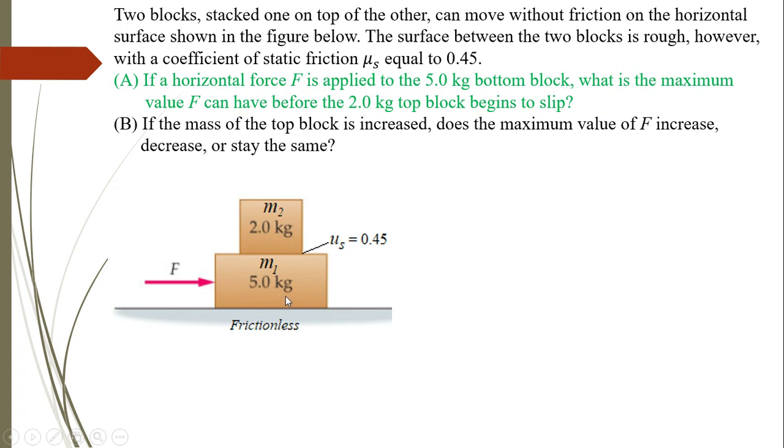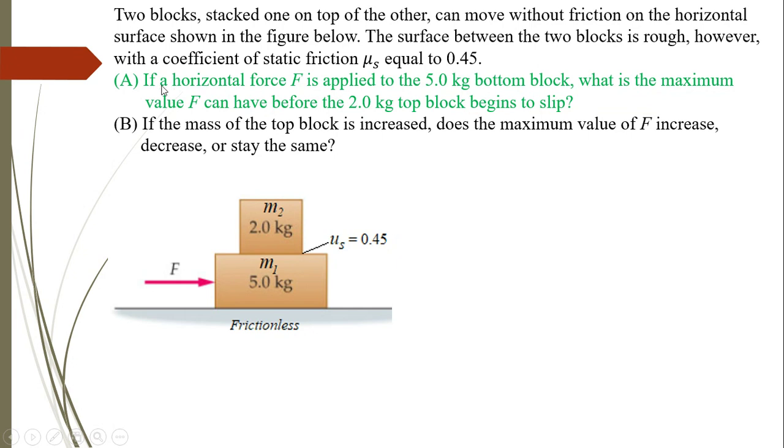Here are two blocks. M1 is 5 kilograms and sits on top of a frictionless surface, and then M2, the 2 kilogram block, rests on top of the 5 kilogram block on the bottom. The force is being applied to the bottom block, and the problem states that the coefficient of static friction between the two blocks is 0.45.